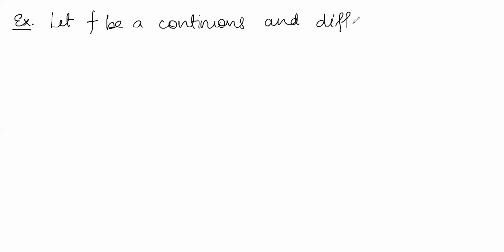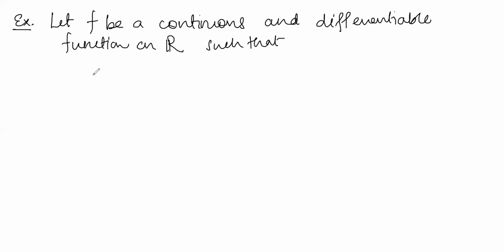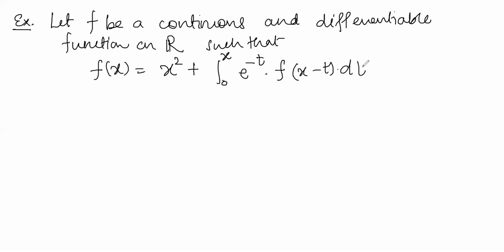So let me take one example based on this. Let f be a continuous and differentiable function on R such that f of x equals x square plus integral 0 to x e power minus t, and then f of x minus t dt.